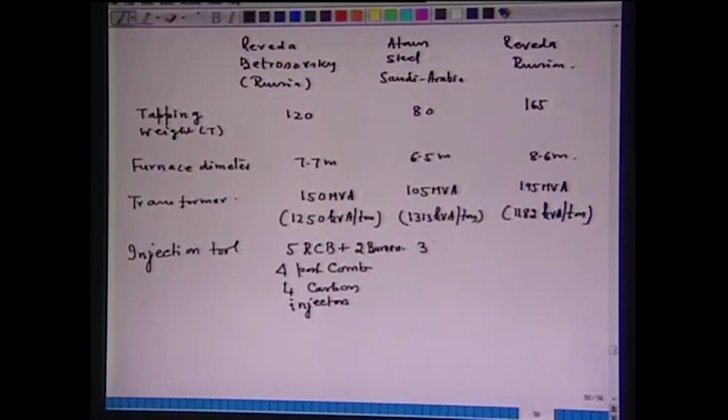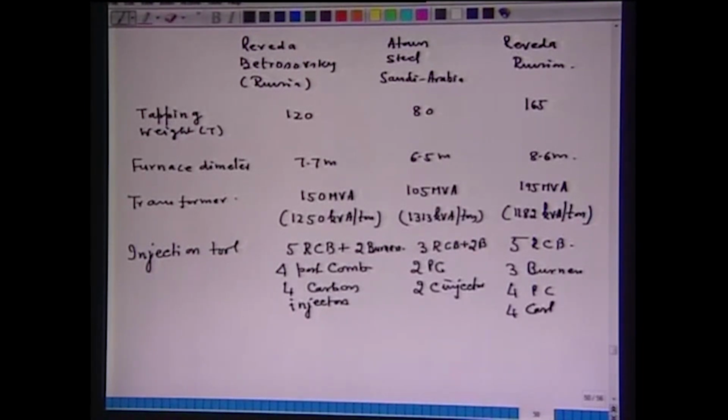This one has 3 RCB plus 2 burners, 2 post combustion systems, 2 carbon injectors, maybe because its capacity is low. The third one has 5 RCB, 3 burners. You know, the burners are used for the meltdown period, with a natural gas and oxygen mixture, 4 post combustion systems and 4 carbon injectors.